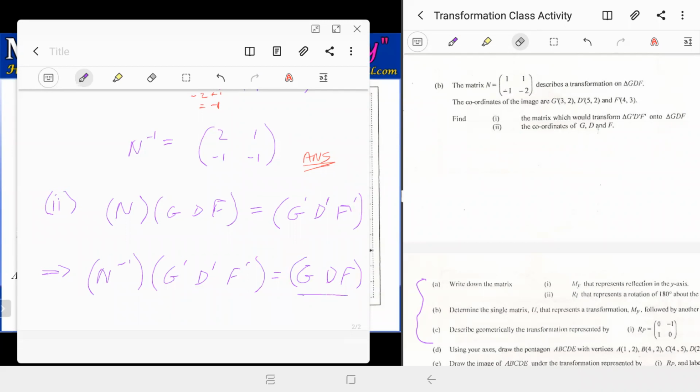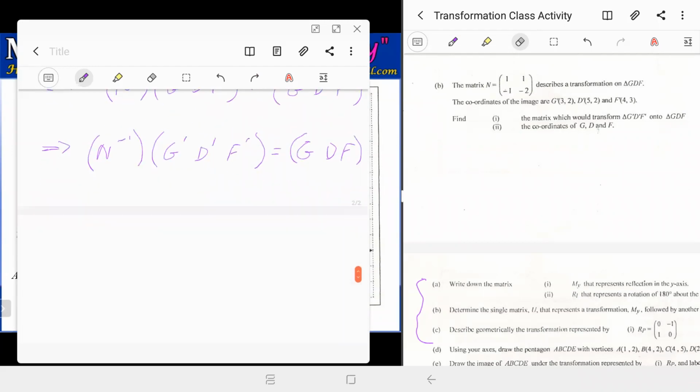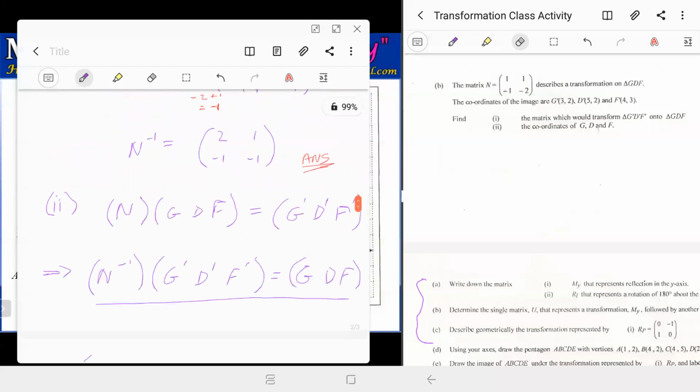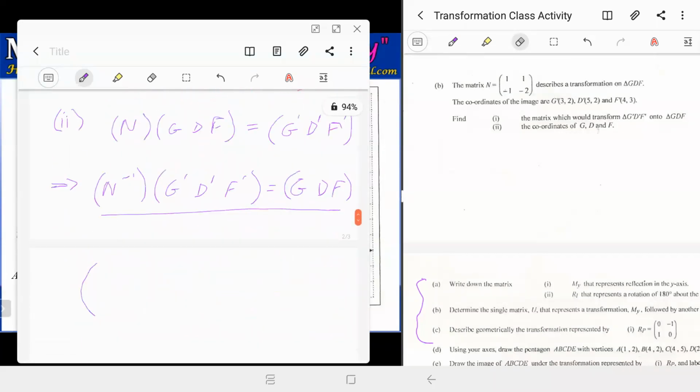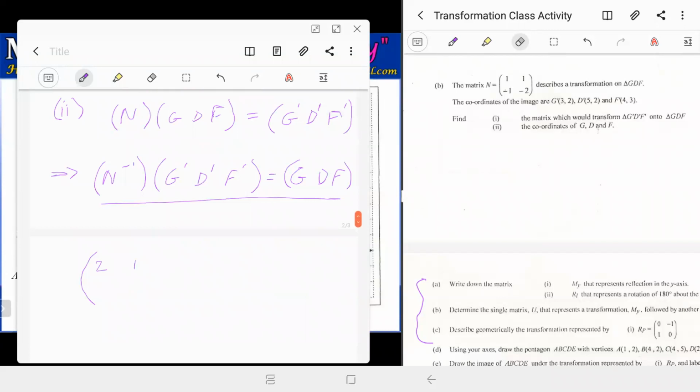And so in order to find GDF, we have to do the multiplication here. That's what we have to do. We're doing this now, under here. The n to the minus 1, we just worked out a while ago. See it here? 2, 1, negative 1, negative 1.